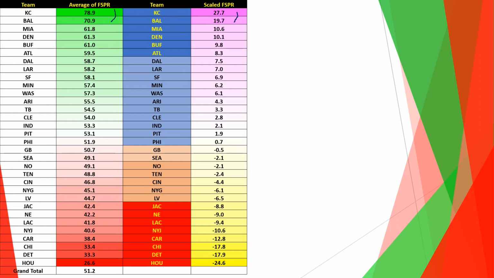And the low teams are Jacksonville, New England, the Chargers, Jets, Carolina, Chicago, Detroit, and Houston. And then you've got kind of above average in the light blue and below average in the light red. So you can kind of scale the teams that way and think about your uncertainty level from the bottom upwards here.